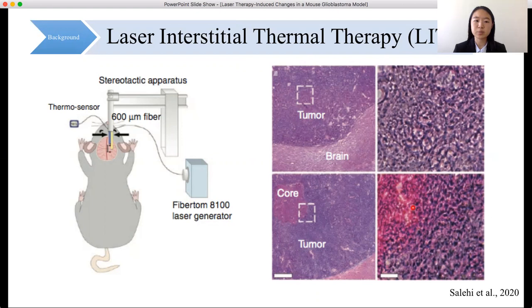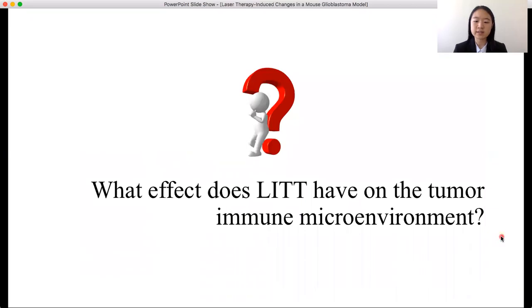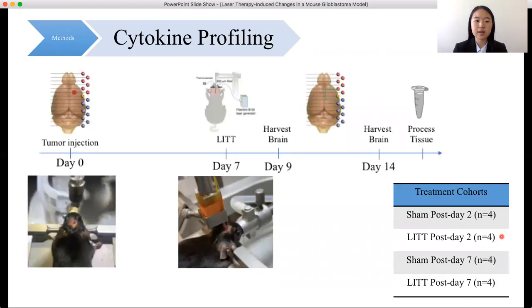I wanted to explore the further effects that LITT has on the microenvironment of the tumor, especially given that we can see that there's some inflammation in the brain tissue. And so my question was, what effect does LITT have on the tumor immune microenvironment? And this is a very large question that is very broad. So to narrow it down, I wanted to start somewhere upstream in the process, looking at some of the primary signaling proteins that start the immune response. And these proteins are called cytokines.